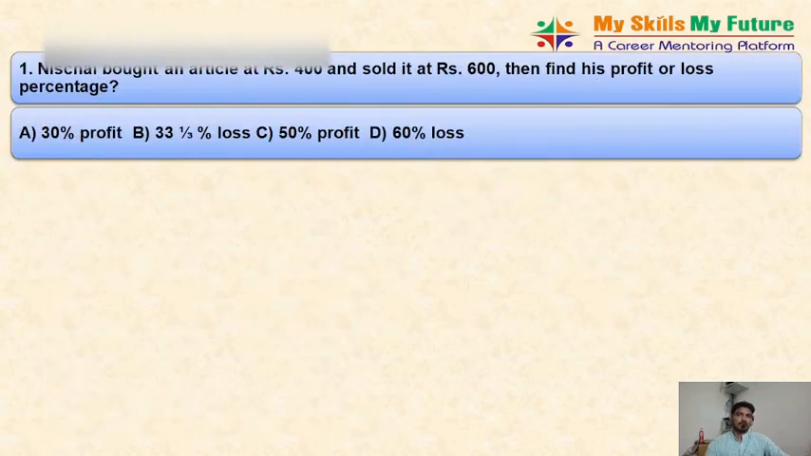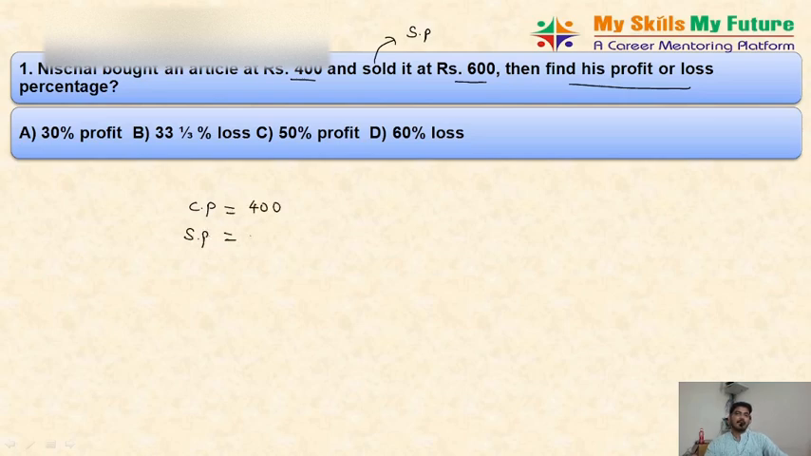Okay, here is the first question. Nishal bought an article for 400 rupees and sold it for 600 rupees. Then find the loss or profit percentage. This is a very basic question on profit and loss here. If the question mentions bought, that is considered as the cost price, and sold means that is considered as the selling price. So what is the cost price he has given here? Cost price he has given as 400 rupees. And what is the selling price he has given? Selling price he has given as 600 rupees.